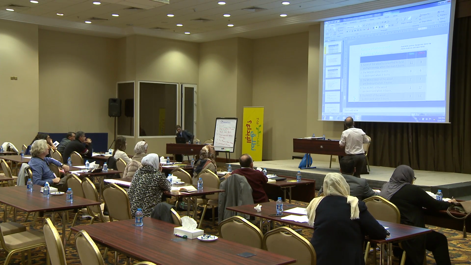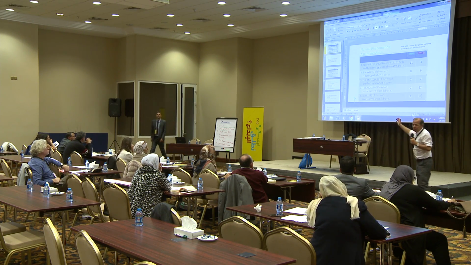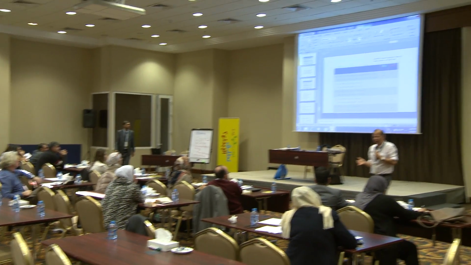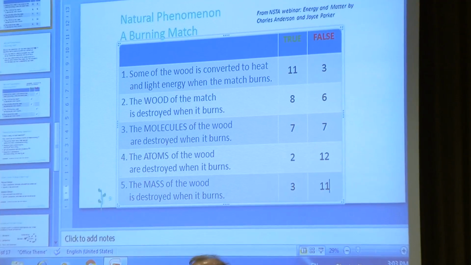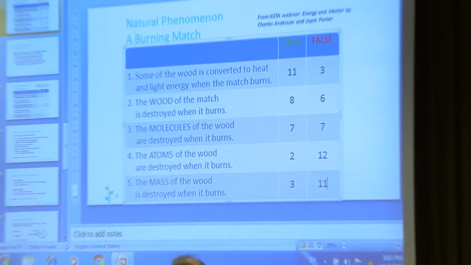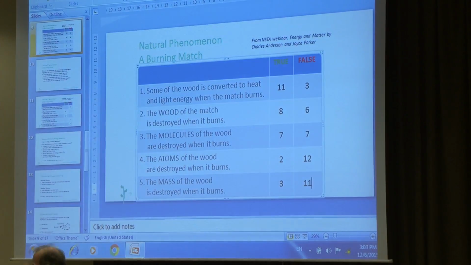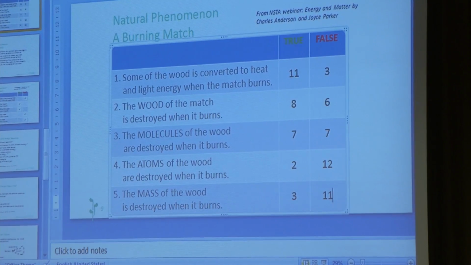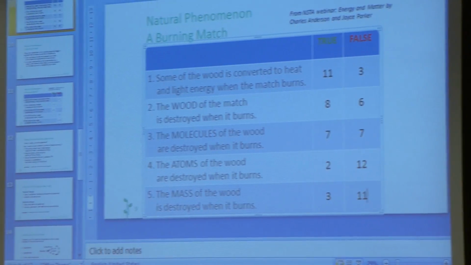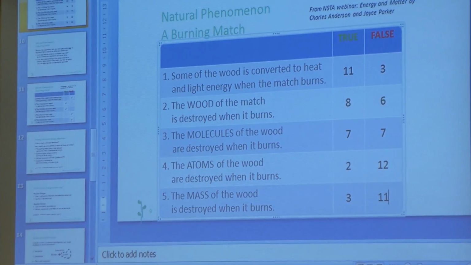Okay, so as you can see, and this is what you normally would see in a classroom, there is some disagreement, right? So we don't all agree, even though we have the same observations and we know the same rules about matter and energy, the way we apply it in our thinking is different.